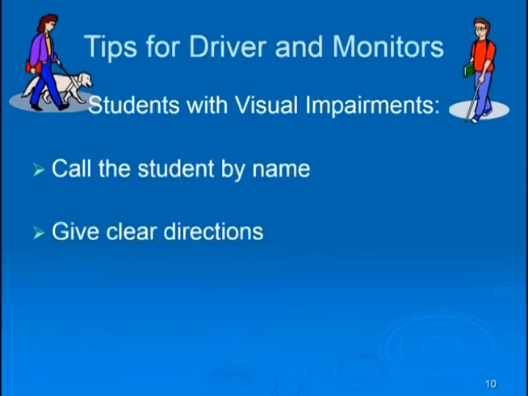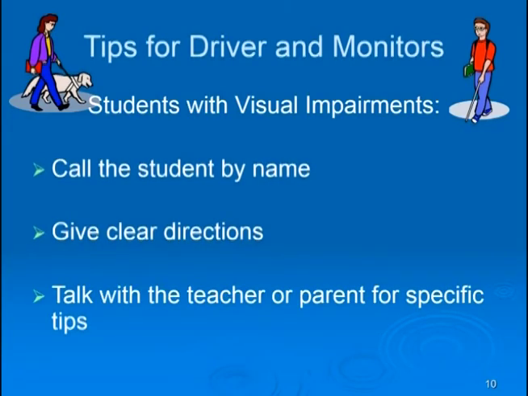Sometimes people might point when giving directions, but most visually impaired students can't see. If the student understands you and hears you talk to them, ask the students if you can help them. Take the student by the arm and lead them, or offer your arm or hand to lead them. And talk with the teacher or parent for specific tips. Teachers and parents might have suggestions on what works best with the students. Each student is different, and what works with one student might not work with another student. Remember that each student is an individual and has separate needs and different levels of understanding of instructions.